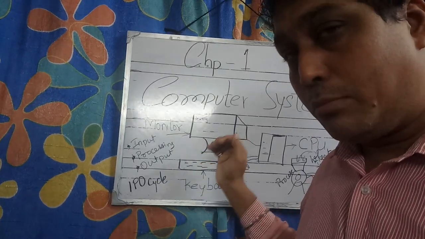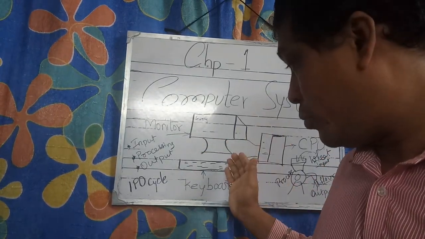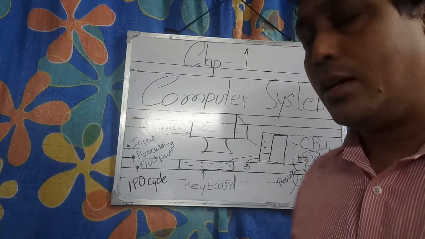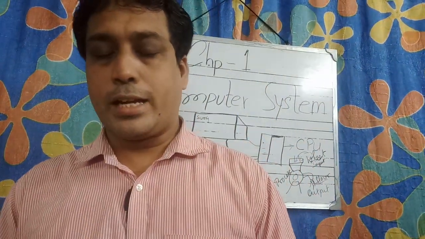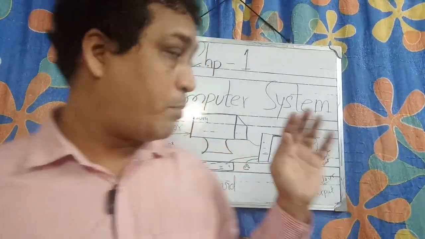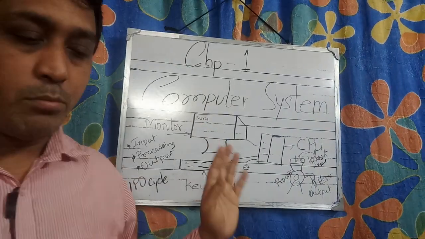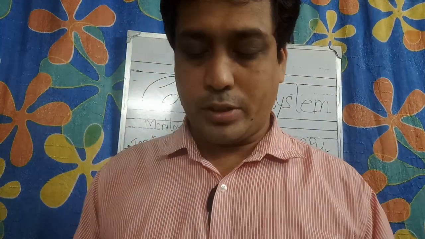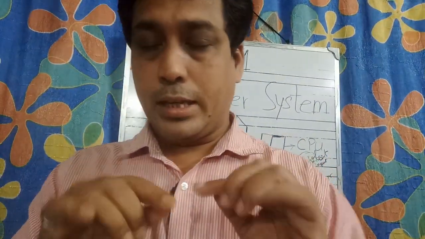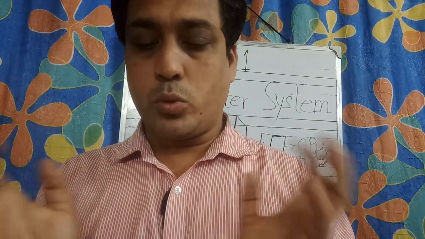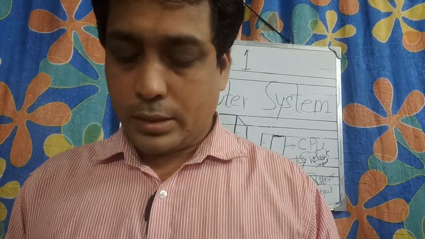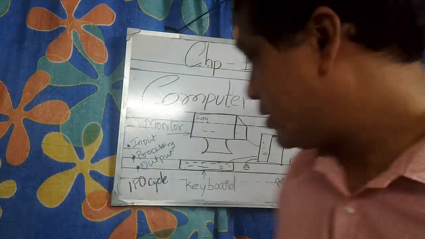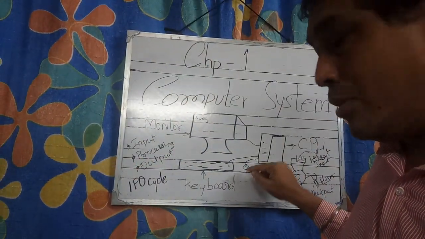Alphabet keys, number keys, and symbol keys. So we call them alphanumeric keys. We have a number pad over here for numbers and other symbol keys. Different types of keys are there. So all those keys together on a board are known as a keyboard.